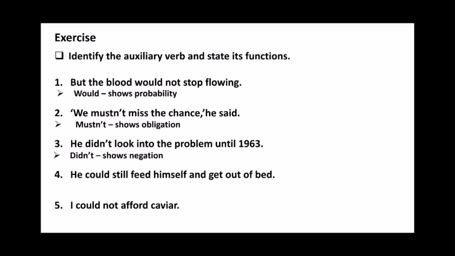Next, he could still feed himself and get out of bed. In this, the auxiliary verb is could, which is showing ability, that he can do that particular thing. Next is, I could not afford caviar. So here again we have could, but here it is could not. So that is inability. That means that person could not afford something. That is why this is not ability but inability.